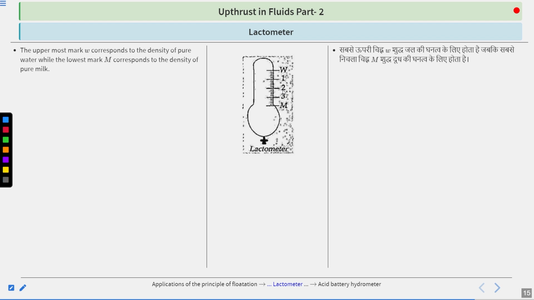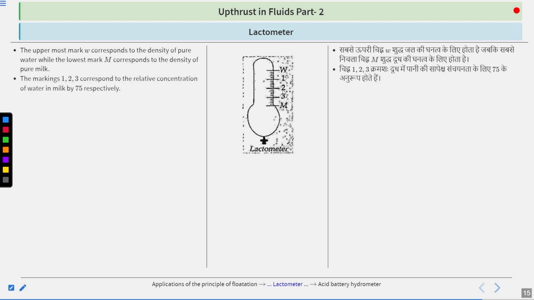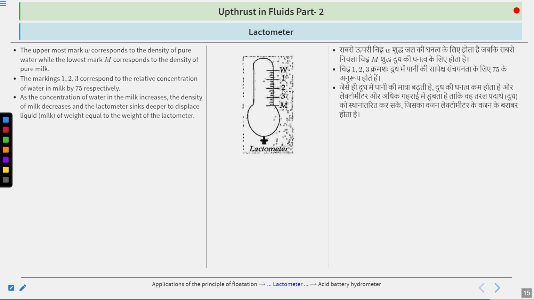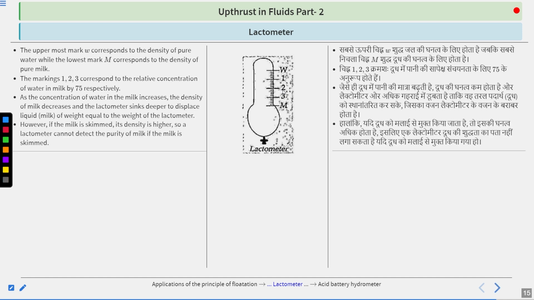The uppermost mark W corresponds to the density of pure water, while the lowest mark M corresponds to the density of pure milk. The markings 1, 2, 3 correspond to the relative concentration of water in milk respectively. As the concentration of water in the milk increases, the density of milk decreases and the lactometer sinks deeper to displace the liquid, which is milk, of weight equal to the weight of the lactometer. However, if the milk is skimmed, its density is higher. So a lactometer couldn't detect the purity of milk if the milk is skimmed.